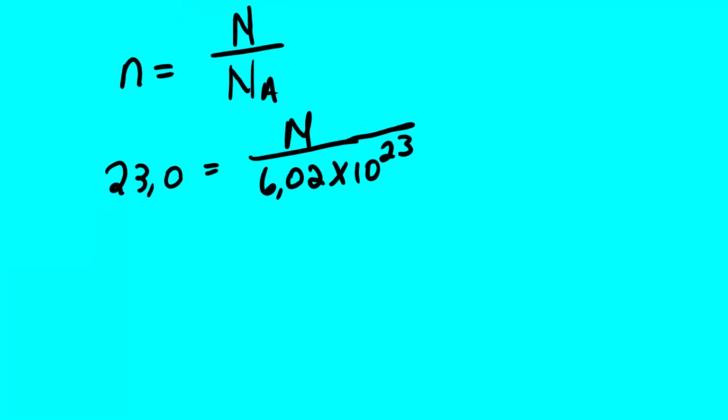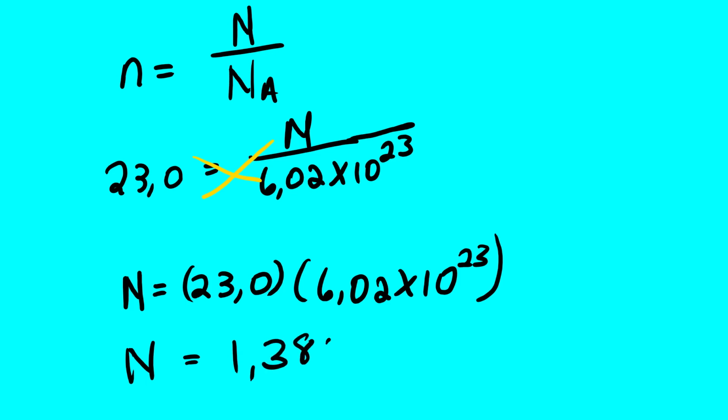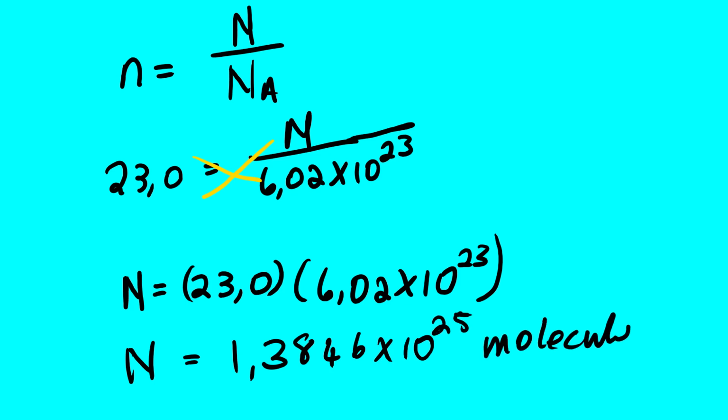Then we work out the N, cross multiply. N multiplied by 1 is N, and then we have 23.0 times 6.02 times 10 to the power 23. This is our answer.